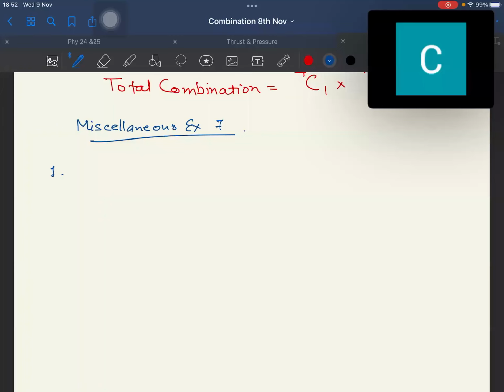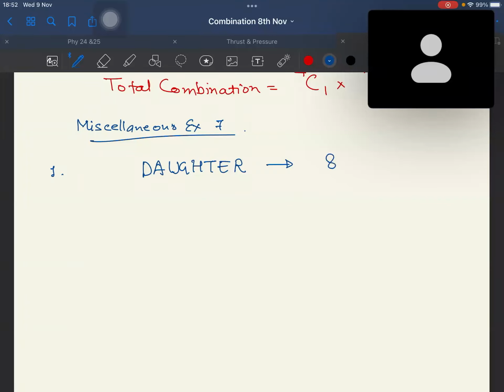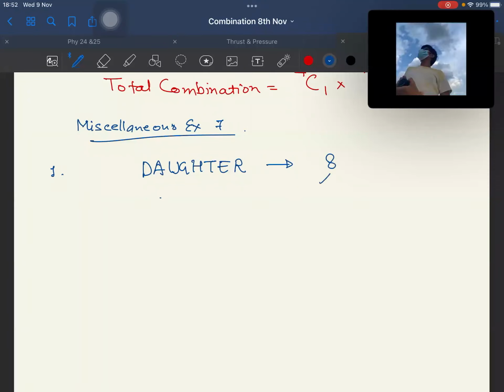See, what's the word here? Daughter, right? How many letters are there in total? 8, sir. 8 letters in total, right? Out of which how many vowels are used here? 3, sir. That means 5 consonants and 3 vowels, right? In the problem, how many words with or without meaning, with 2 vowels and 3 consonants? You have to select 2 vowels and 3 consonants, out of 5 consonants and 3 vowels.